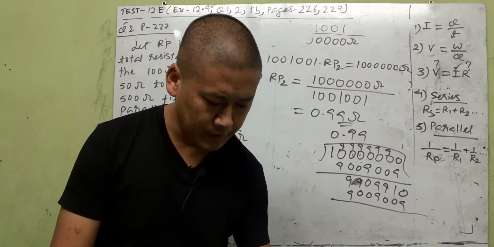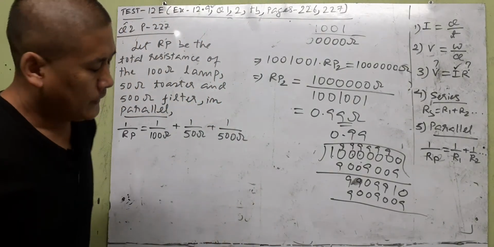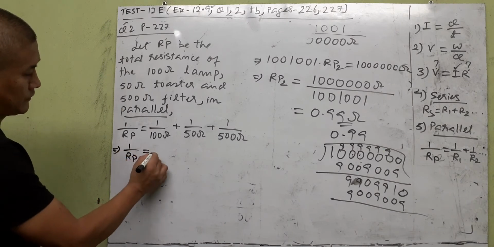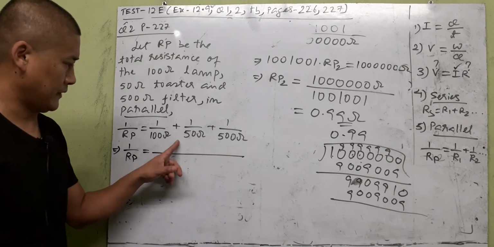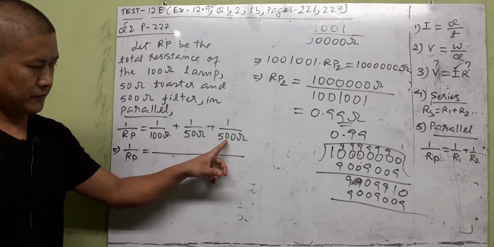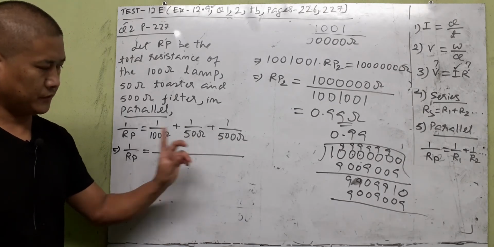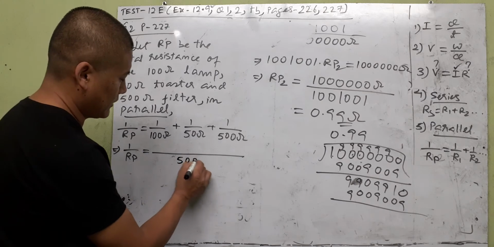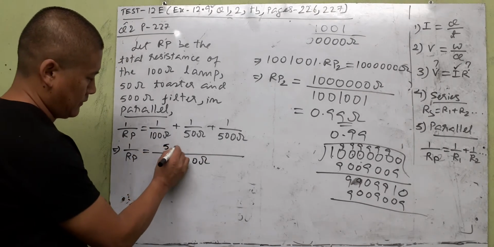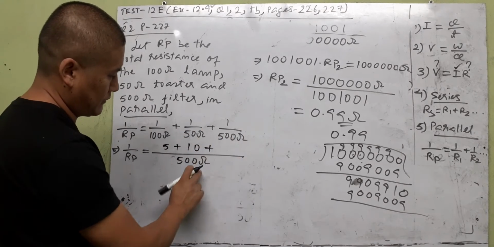Then here we see textbook page 227. Okay, so let's do this. That implies here 1 by RP, the reciprocal of total, is 1 over 100 plus 1 over 50 plus 1 over 500. The two smaller numbers are both factors of the biggest, 500, so the biggest one becomes the LCM, in that case 500. 100 into 5 is 500, 5 ones are 5. 50 into 10 is 500, 10 ones are 10. 500 into 1 is 500, 1 ones are 1.